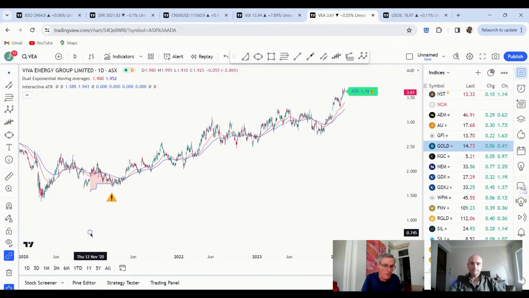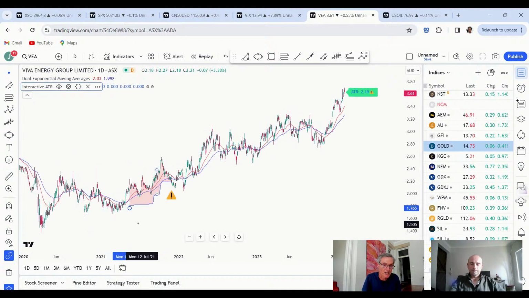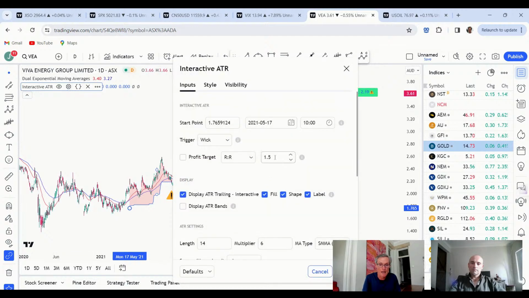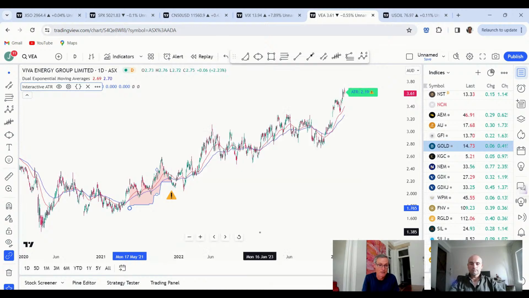But let's see, how do we actually manage this one? How do we stay on it? This is using 6, so I've got the 6 ATR. 6 worked just fine for Ridley, but in Viva, the 6 ATR is only getting us about 7 months into the trade. So it's well short of staying in to where we currently are. So you say, look, what if we increase that? Increase it to, let's go with 8. See whether 8 does the job.